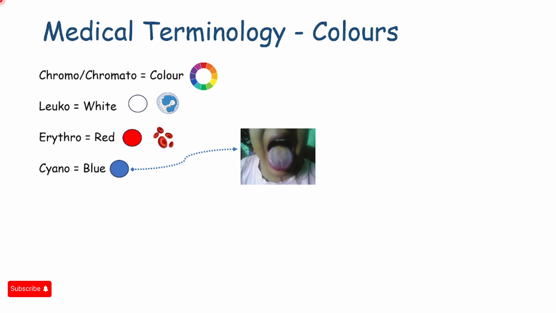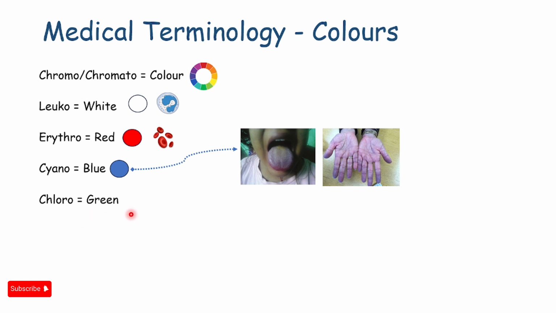When body concentration of carbon dioxide is increased, this is called cyanosis. This is the feature of cyanosis. In this case, there is bluish discoloration of the tongue and mucous membrane, so this is called central cyanosis. In this case, there is bluish discoloration of the tip of finger and palmar surface, so this is the peripheral cyanosis. So cyano means related to blue, like central cyanosis and peripheral cyanosis.